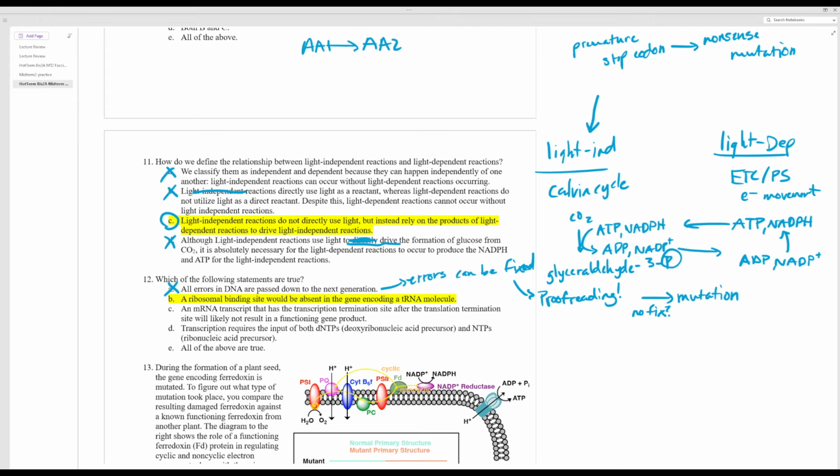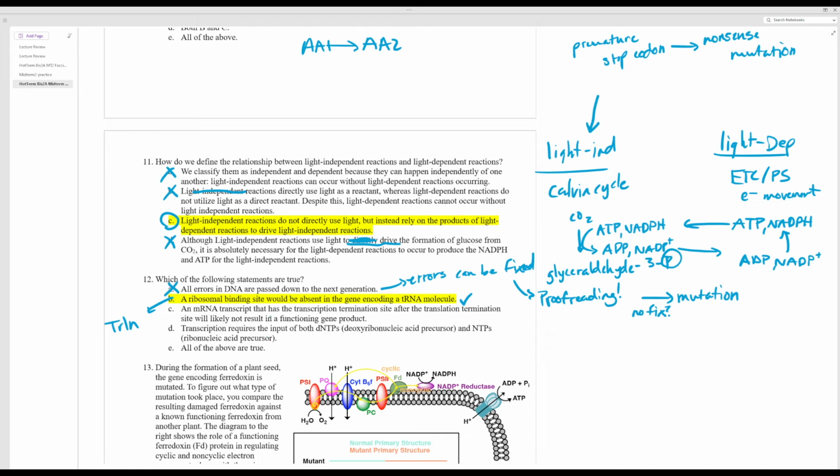B, a ribosomal binding site would be absent in the gene encoding a tRNA molecule. This is true. Why? Well, a ribosomal binding site would be helpful for translation. If translation doesn't occur, like on a tRNA molecule, that tRNA molecule's job is to stay as a tRNA molecule. Its function in the cell is as an RNA molecule. So would it make sense to have a ribosomal binding site on it? No, because it doesn't need to be bound by the ribosome.